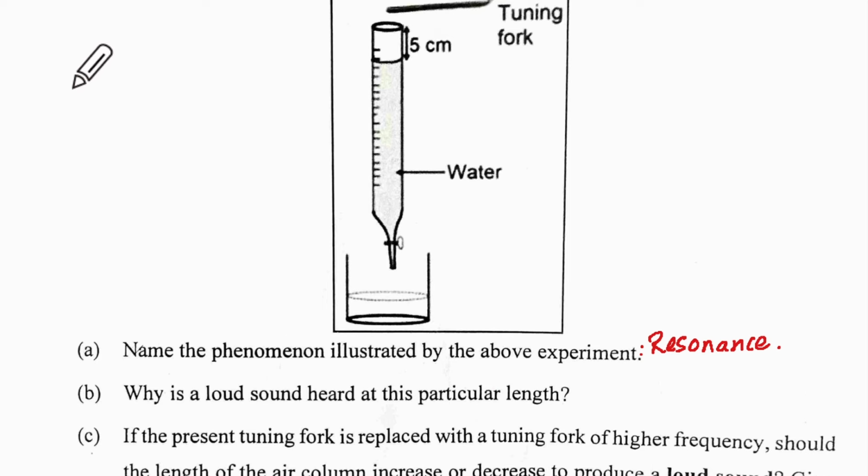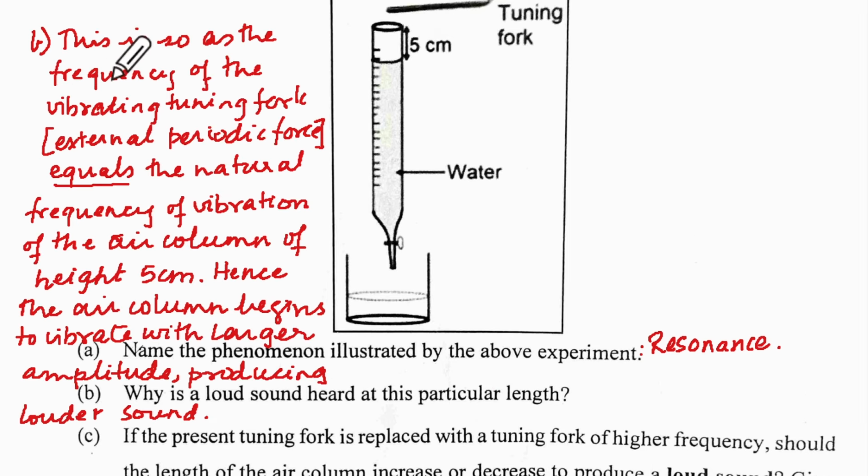Why is the loud sound heard at this particular length? I shall write the answer here. So we write, this is so as the frequency of the vibrating tuning fork, that is the external periodic force, equals the natural frequency of vibration of the air column of height, how much? 5 centimeters. Hence, the air column begins to vibrate with larger amplitude and producing louder sound due to resonance.